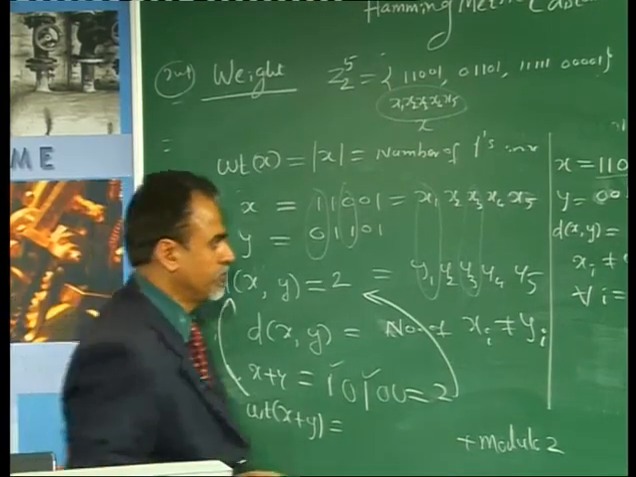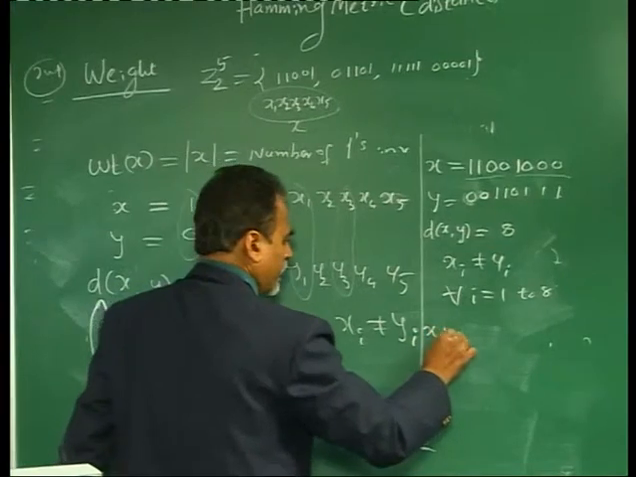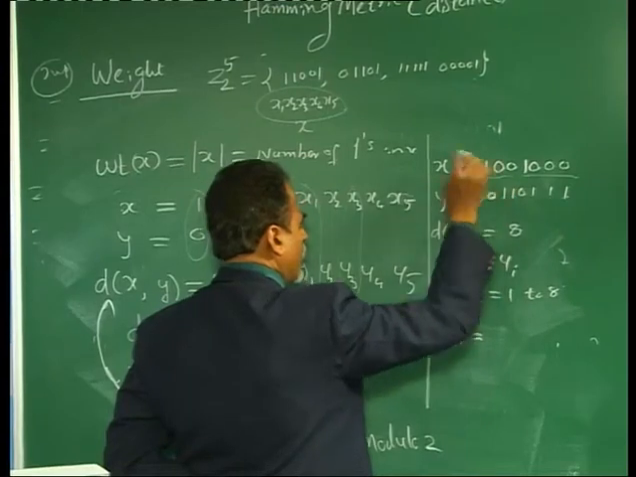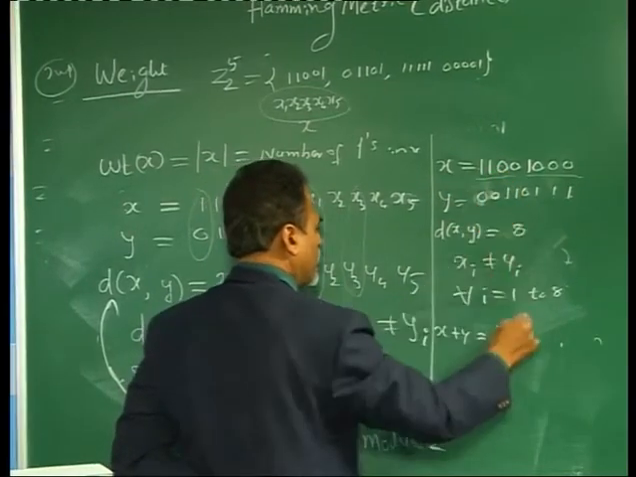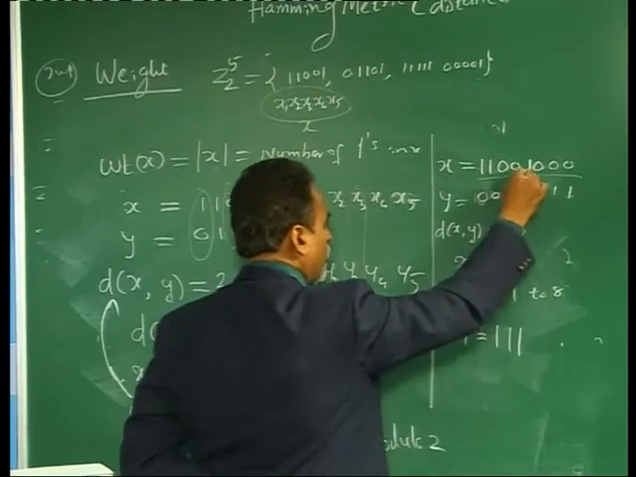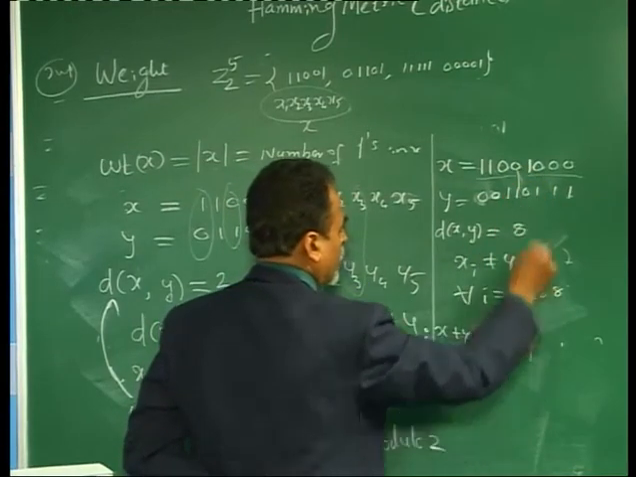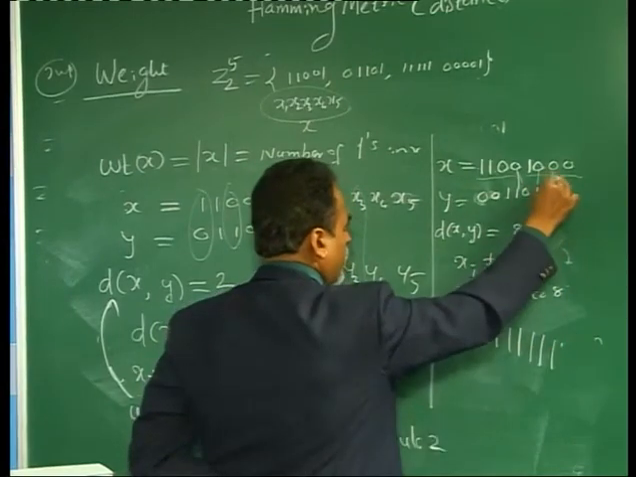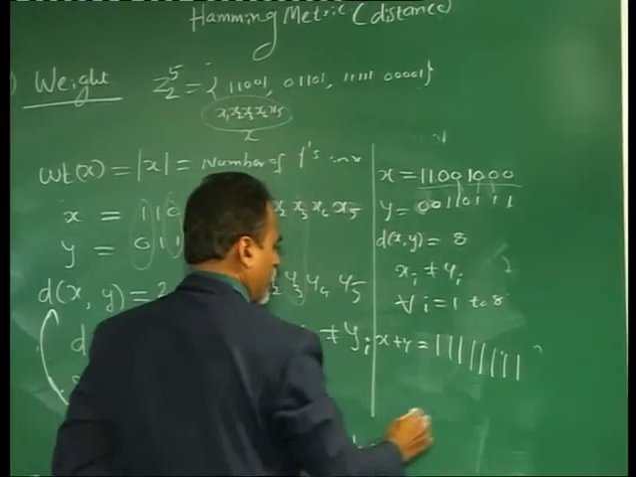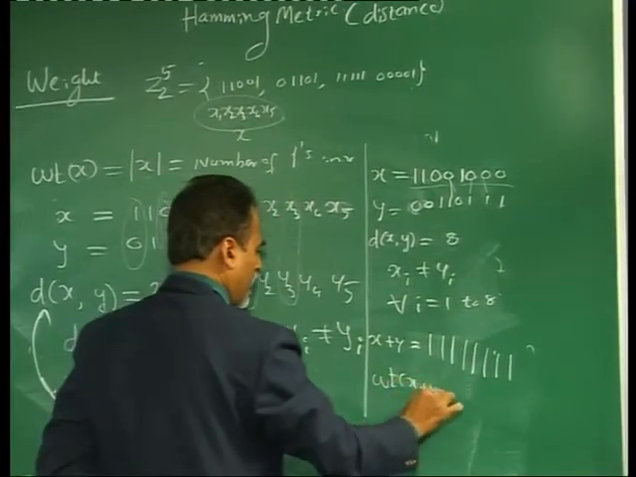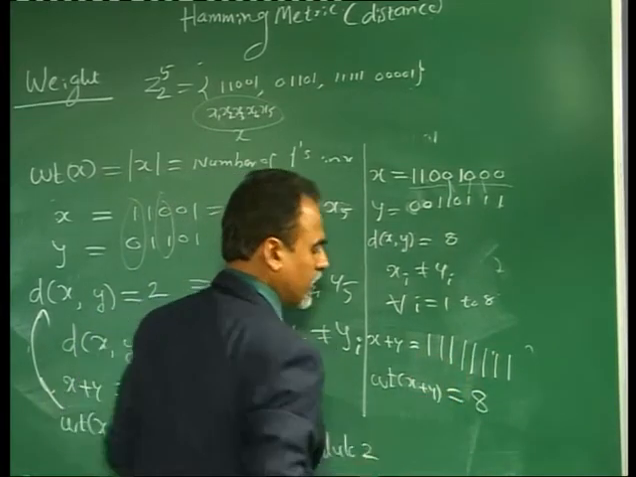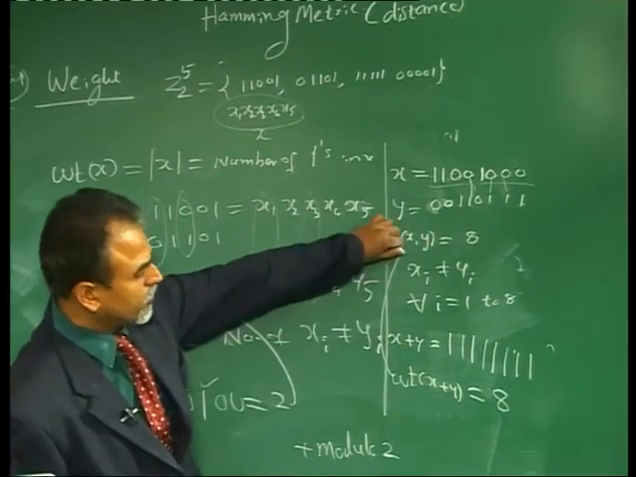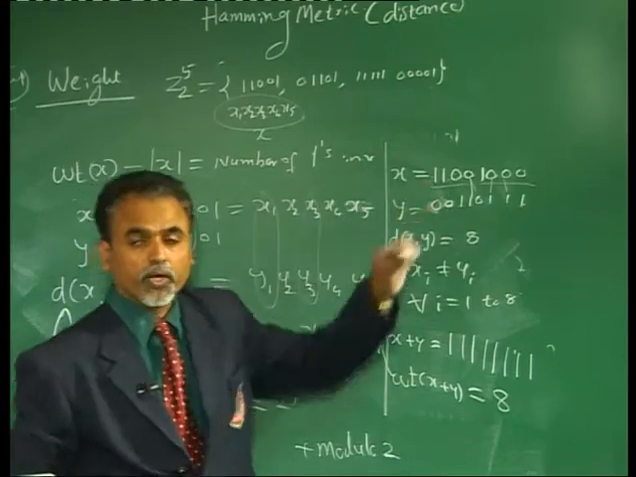Let us check for this example also. Can we add x plus y? If 1 is there, 0 is not there. If 0 is there, 1 is there here. So 1 plus 0, third position, fourth position, fifth position, sixth position, seventh position, eighth position. The weight of x plus y, there are 8 number of 1s, so it is 8. So here also you can see that this weight is the same thing as this distance of x y.